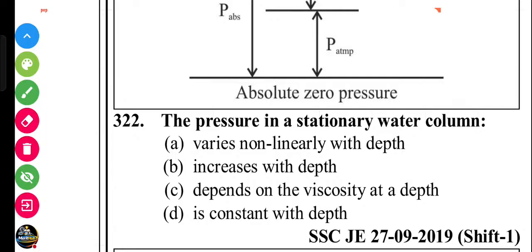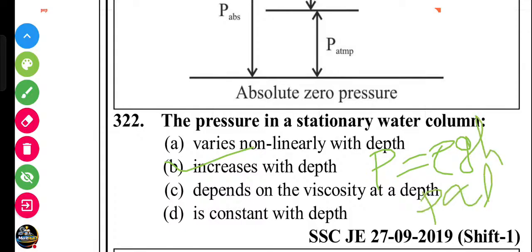The pressure in a stationary water column varies non-linearly with depth, increases with depth, depends on the viscosity, or is constant with depth. Increases with depth. P equals rho g h. P is directly proportional to depth.